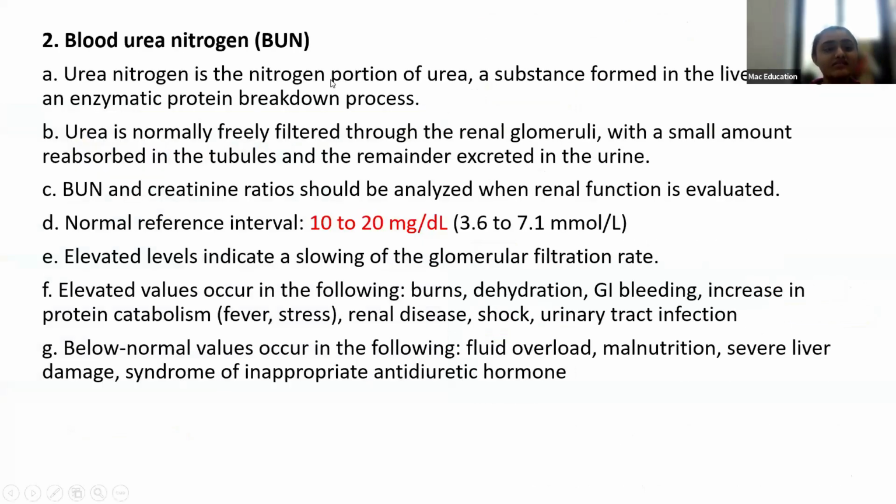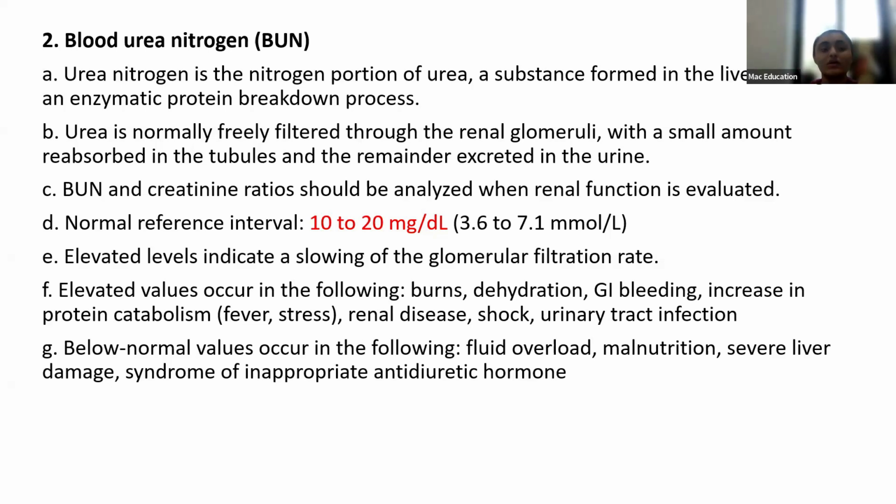Okay. Next renal study, that is BUN. Urea nitrogen is the nitrogen portion of the urea, a substance formed in the liver through an enzymatic protein breakdown process. जब भी प्रोटीन का ब्रेकडाउन होता है, सो लीवर में से एक एंजाइम निकलता है, दैट इज द यूरिया नाइट्रोजन. सो व्हाट इज BUN? ब्लड यूरिया नाइट्रोजन. जब भी प्रोटीन का मेटाबॉलिजेशन होता है तो लीवर में से एक एंजाइम निकलता है, दैट इज द यूरिया नाइट्रोजन.